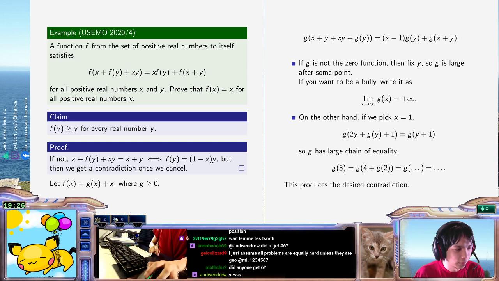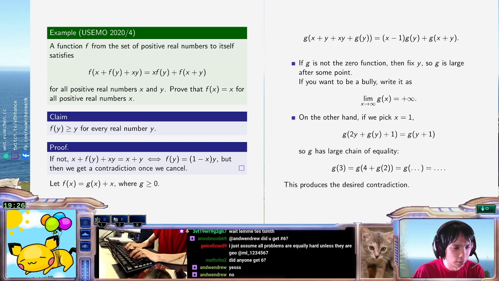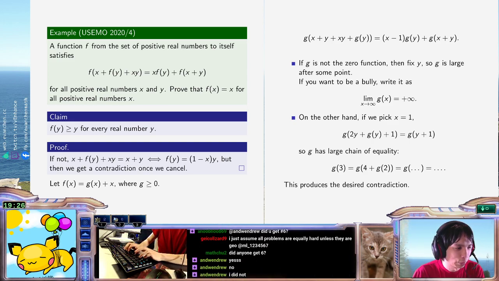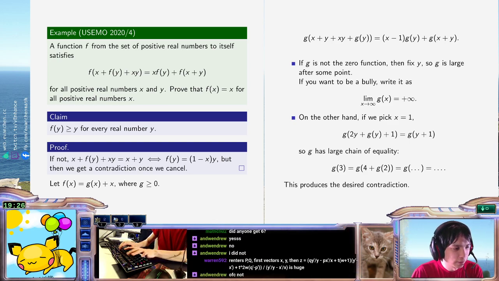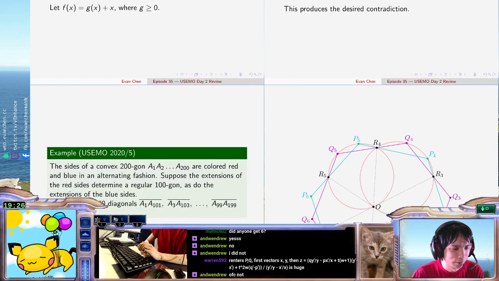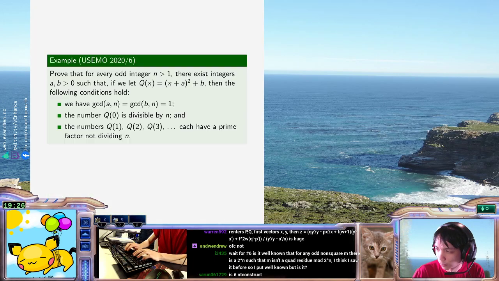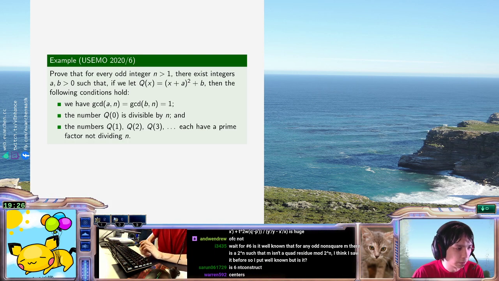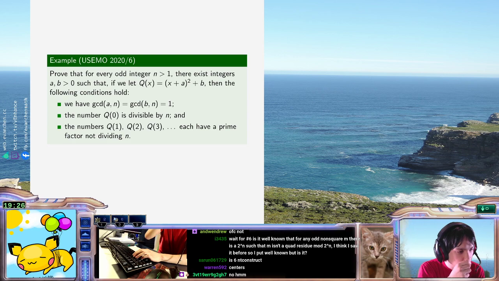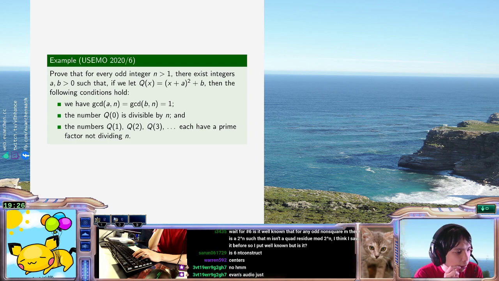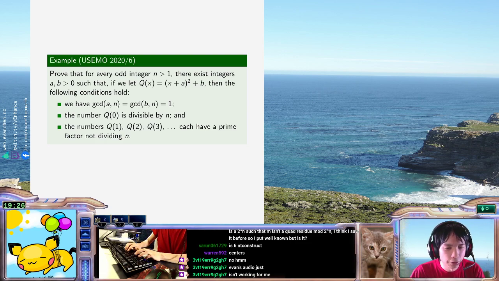Did anyone get 6? It sounds like people got 6. A couple of people in the chat are telling me they got 6. I did not expect people to solve problem 6, but that might be because I missed the stupid solution. I will now show you the official solution to problem 6. Okay, someone in the chat says something.